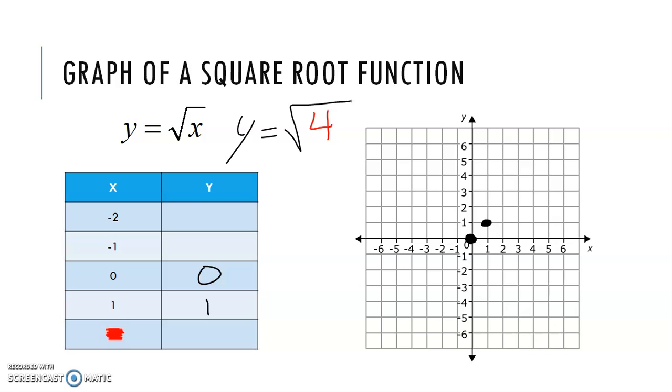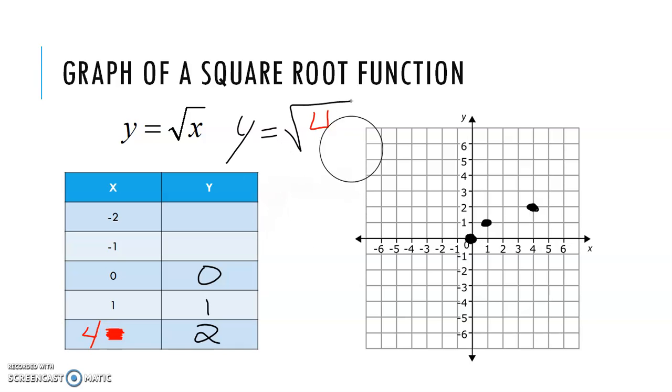So instead of having a 2, we should have an x value with the square root of 4, because we know that the square root of 4 is 2. Oops, I wrote down the wrong number there. My bad, kind of gave it away. So our x value should be 4, which makes our y 2. So the next point on our square root function is going to be 4, 2.